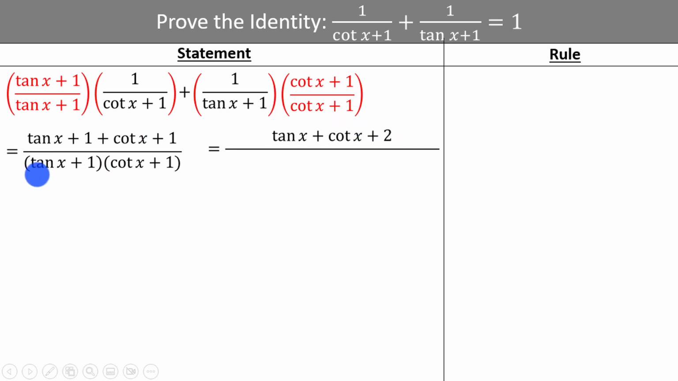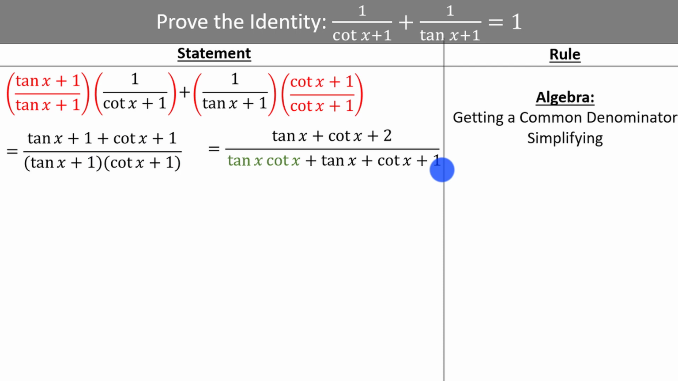In the denominator, we can FOIL everything out. Tangent times cotangent is tangent times cotangent. Tangent times 1 is just tangent. 1 times cotangent is cotangent. And 1 times 1 is just 1. We justify all of this by algebra, getting a common denominator and simplifying. Tangent and cotangent are reciprocals, so they will cancel each other out.